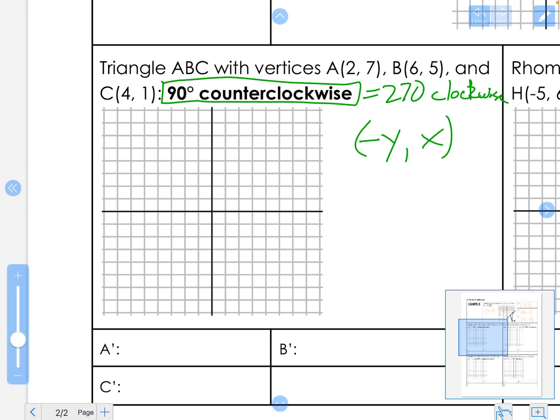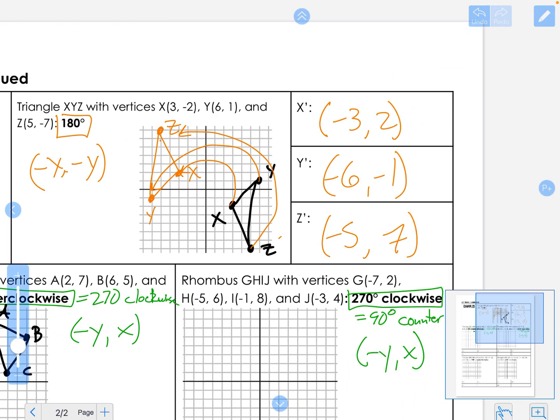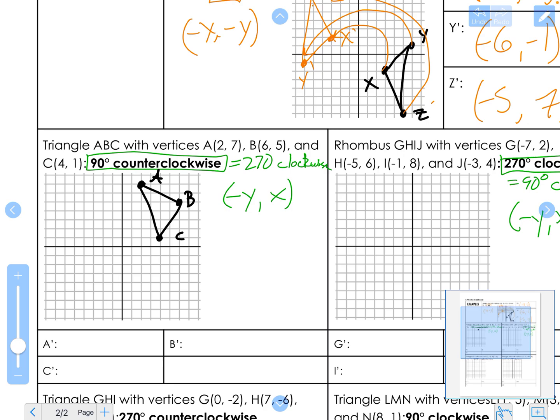So let's graph our original shapes. So we have A, B, and C. Sorry, I'm just realizing I did not put my pre-image or my image or my prime notation on the previous problem, so I had to go fix that real quick.